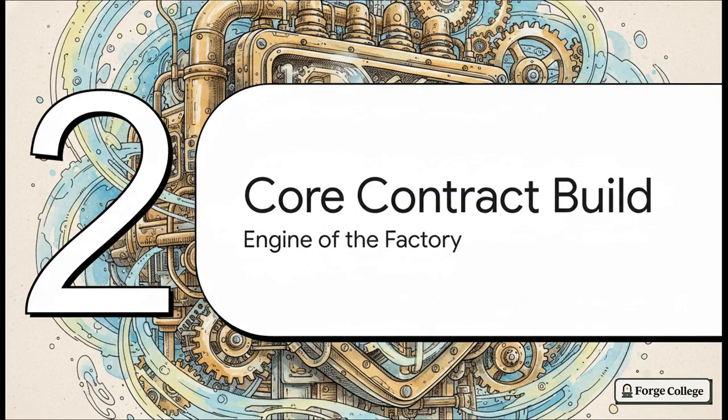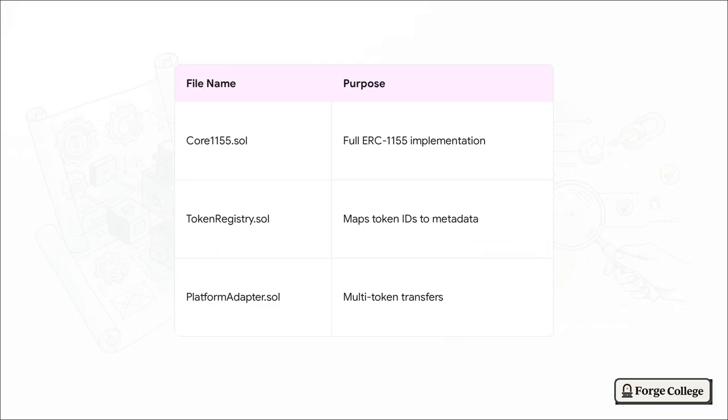Moving right along to Section 2, building the core contract. It is time to build the engine of the factory. With the prep work completely out of the way, we get to transition into assembling this massive, beautiful piece of machinery. Let's dive right into this beautifully engineered schematic showing the 3 main gears of our factory.